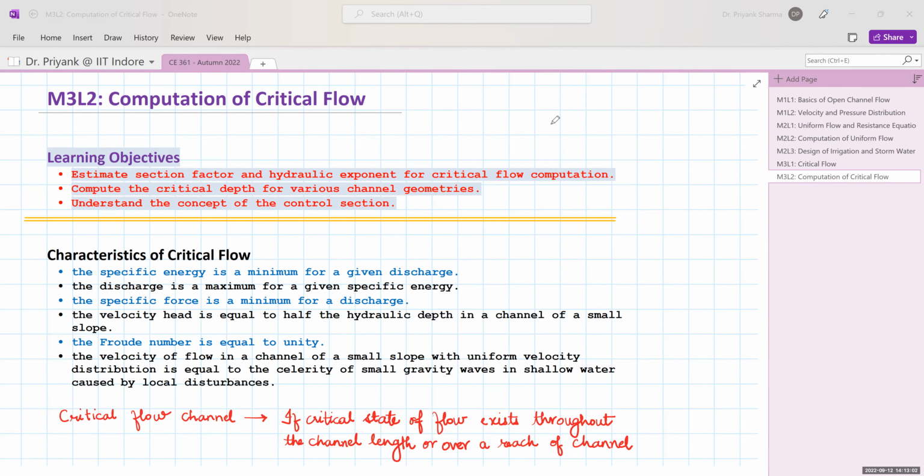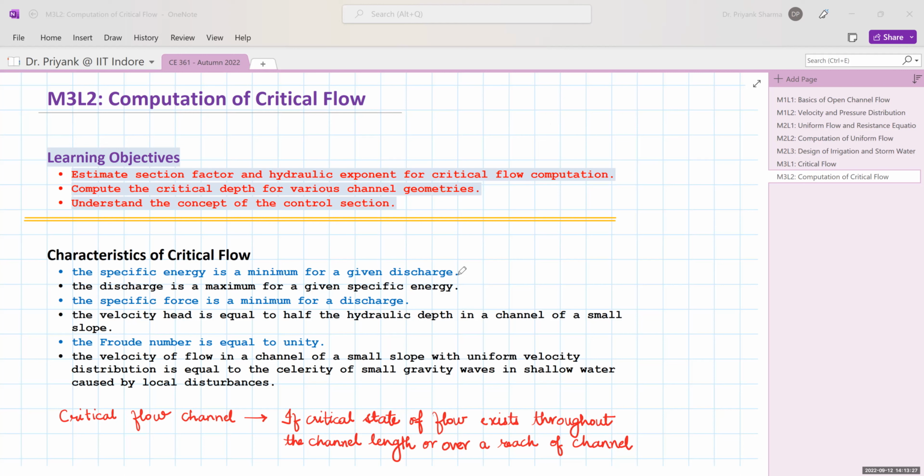We've already seen the computation of uniform, that is, normal depth, and then we'll understand the concept of control sections. So what are control sections? To begin with, we'll just quickly summarize the characteristics of a critical flow. From the specific energy diagram, we have seen that the specific energy is minimum for a given discharge when there is a critical flow.